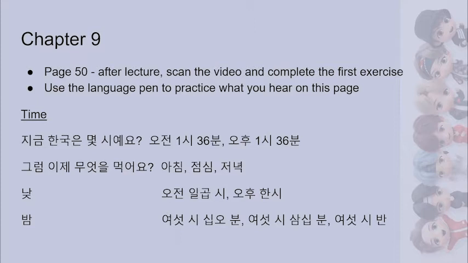and then for minutes, the word is 분, but we want to use the Sino-Korean numbers. So that is going to be 삼십 for 30, and then 6 is 육. So there is a slight pronunciation change here, and you can really hear it if you listen with the language pen, so I definitely recommend going back and doing that.